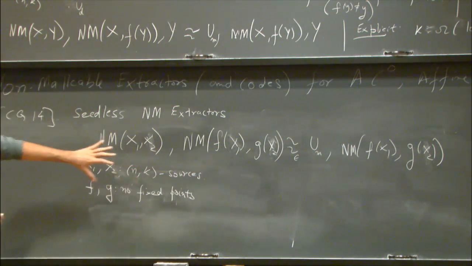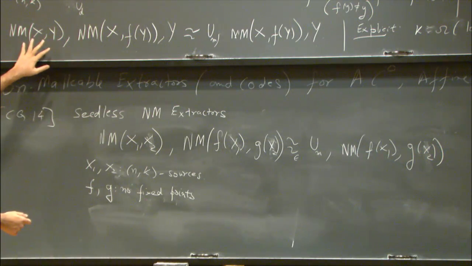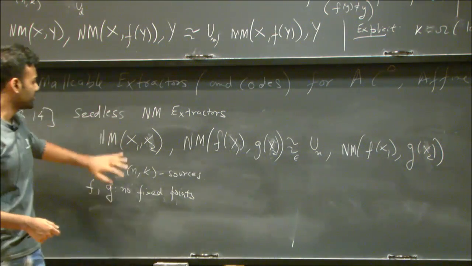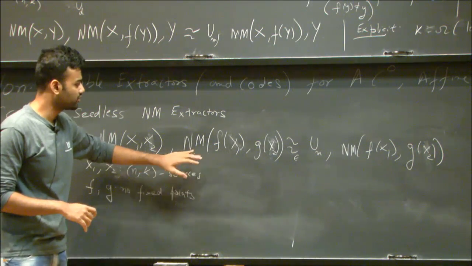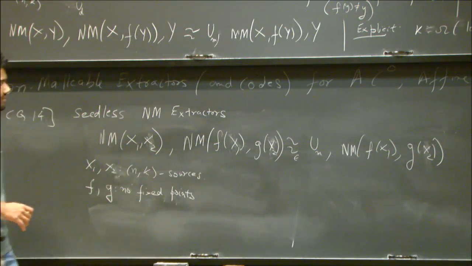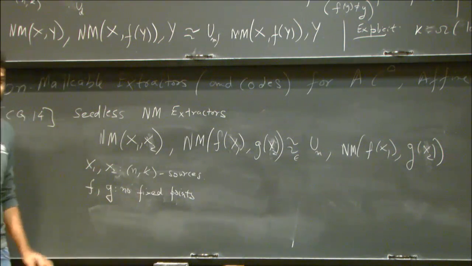So this definition is clear, right? Now what you do is, here we did not allow the source to be changed, but now both x1 and x2 are being changed, and we want a non-malleable extractor which works for these kinds of things. Again, using the probabilistic method, you can show that there exist such extractors for k which is log n.